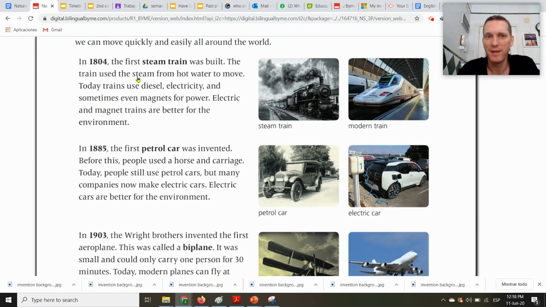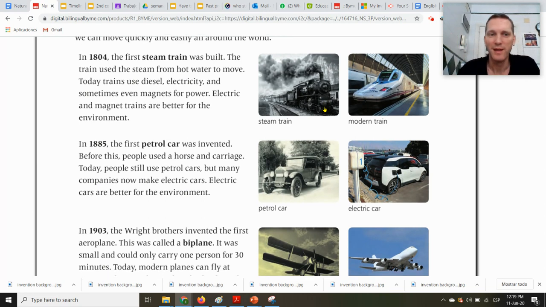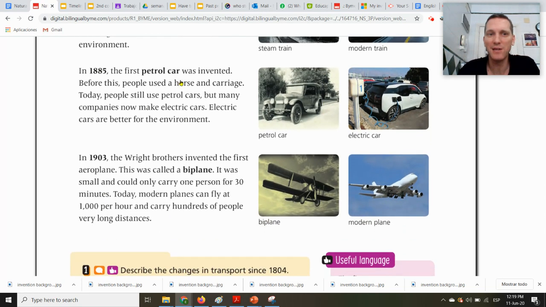For example, in the year 1804, they invented the steam train. It changed the way people and products could move from one place to another. In the year 1885, they invented the car. Cars using petrol, now individual people, families can move from one place to another fast and anytime they want.